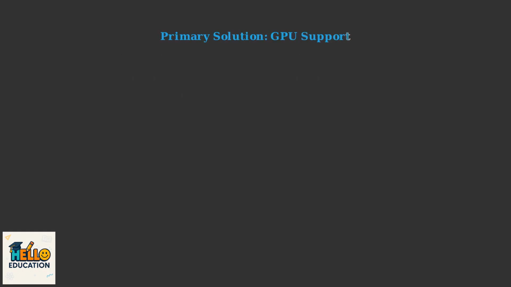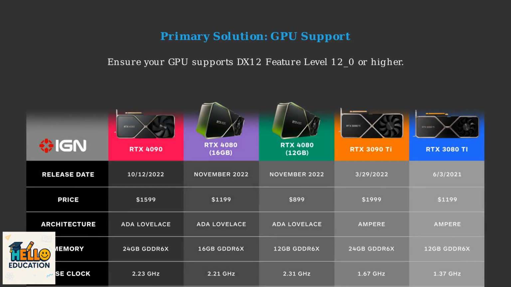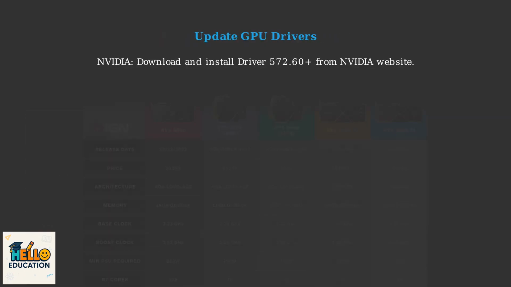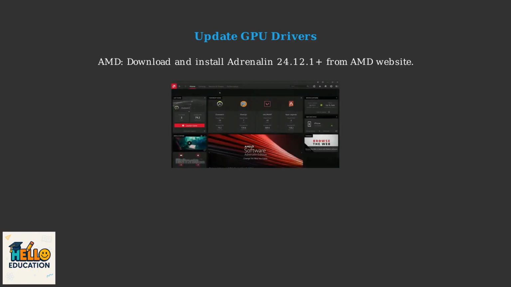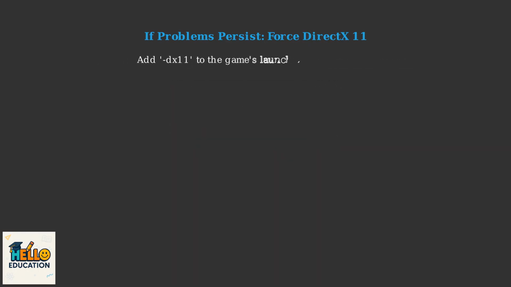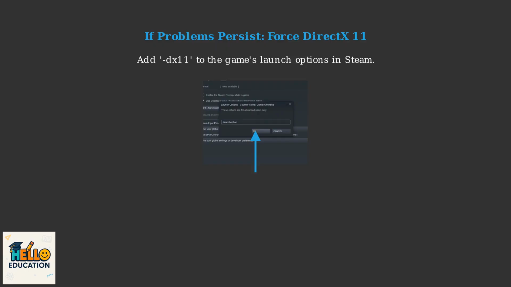The primary solution involves ensuring your GPU supports DX12 feature level 12.0 or higher. Also, download and install the latest GPU drivers from NVIDIA, such as driver 572.60+. For AMD, download and install Adrenalin 24.1+. If problems persist, try forcing the game to run in DirectX 11 mode by adding -dx11 to the game's launch options in Steam.